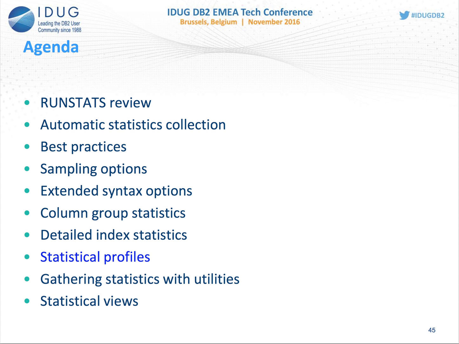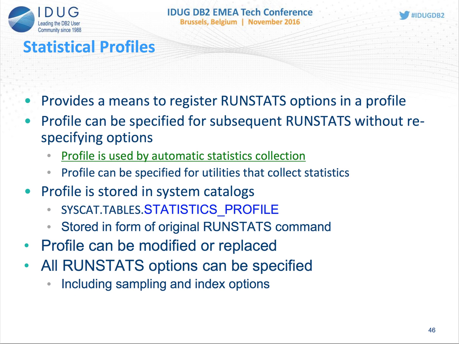Another way to do that is you can actually register these in the catalogs with an option I'll show on the next page, and these get stored in a column in syscat.tables called the stats profile. This is basically the runstats command as you typed it. It gets stored in that column in syscat.tables, and so all the runstats options can be specified there. Let me go to the next page and show you how you use that.